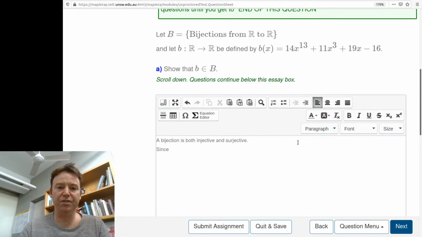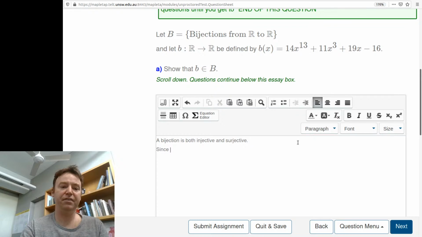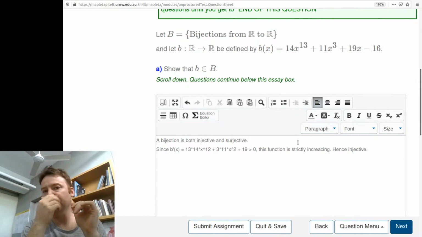Since, okay, what's the derivative of this thing? Now notice that the derivative of this thing will be strictly positive. B prime of x equals, I'll just write 13 times 14 times x to the power 12 plus 3 times 11 times x squared plus 19, is strictly greater than 0. Hence injective. It's a strictly increasing function, therefore it's injective.